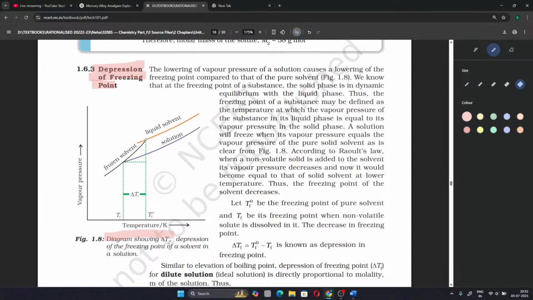Diagram showing depression in the freezing point of a solvent in a solution. This is the vapor pressure and temperature. The liquid solvent, the pure solvent, gets frozen at a higher temperature when compared to the solution, which gets frozen at an even lower temperature than the solvent. This is what we call depression in freezing point.